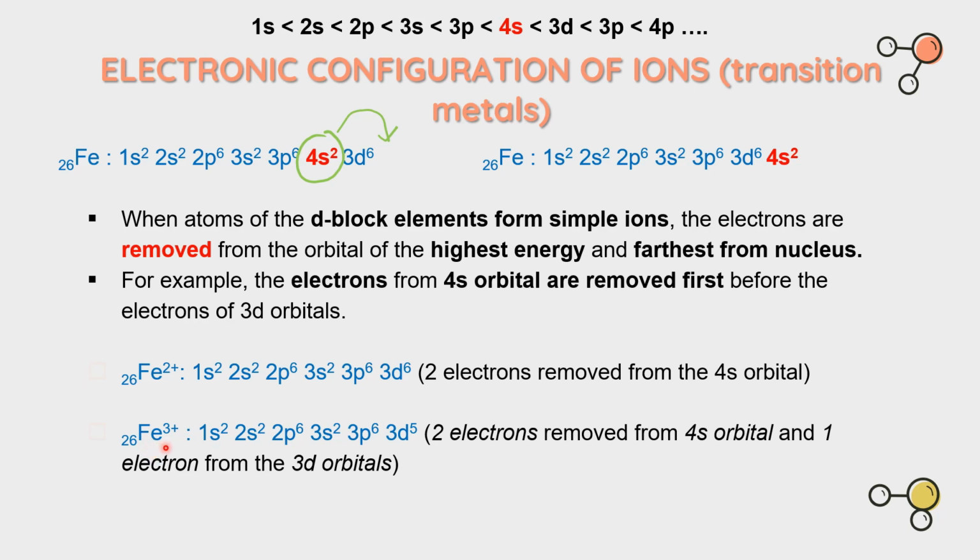And in order to form ferrum 3+, you have to remove 3 electrons. But here, we only have 2 electrons at the valence shell. So the other 1 electron will be removed from this 3d orbital. So hence, you will get this electronic configuration for ferrum 2+ and ferrum 3+. For ferrum 2+, we remove 2 electrons from the 4s orbital. For ferrum 3+, we remove 2 electrons from the 4s and 1 electron from the 3d orbitals.